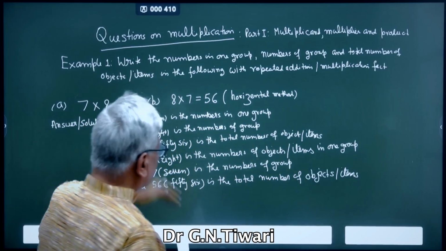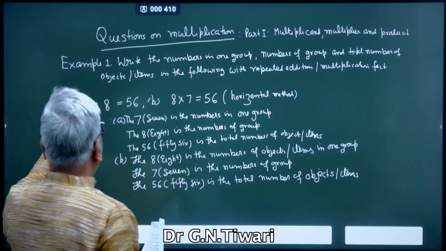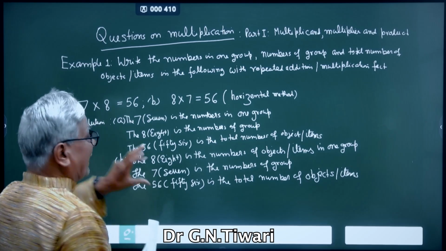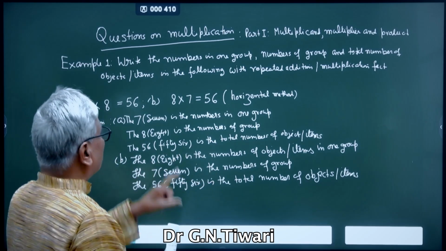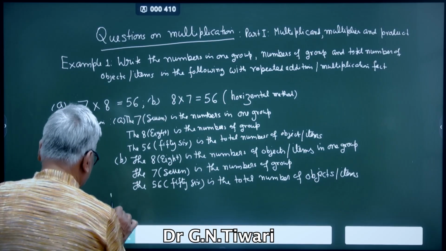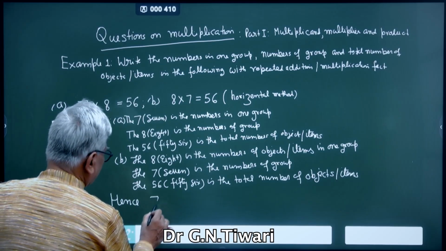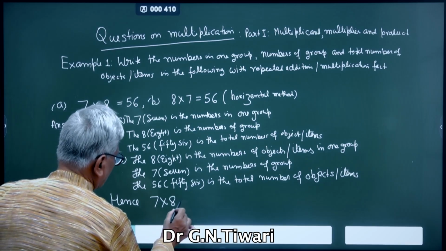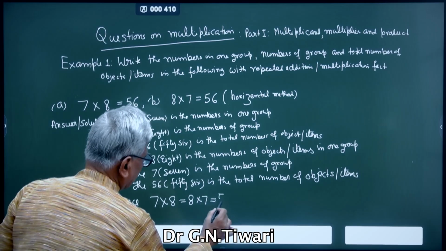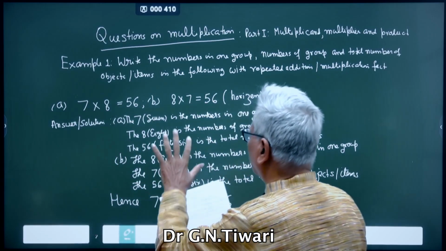Now for this I have already shown, but here I am showing you again that the number of objects in a group and the number of groups can be interchanged, but the result will always be the same. So here you can say that hence 7 into 8 is equal to 8 into 7 is equal to 56. That is example 1.